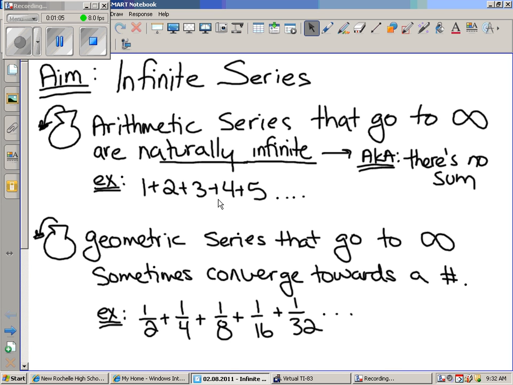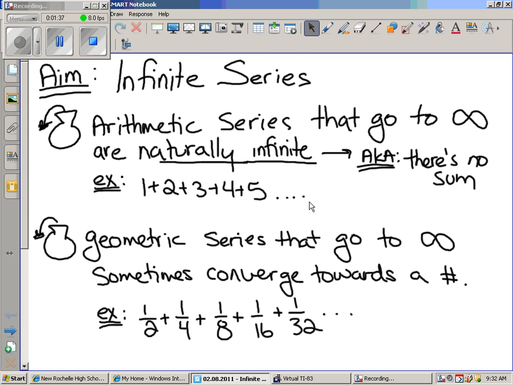We could be multiplying to get the next number, and that would produce a geometric sequence if we were always multiplying by the same constant ratio. Or you could be adding, like in this particular case, to get the same number. What am I adding by? Good. So if you have an arithmetic series that goes off to infinity, never ends, do you know what the sum is? There is no sum, just because you could always add on another number.